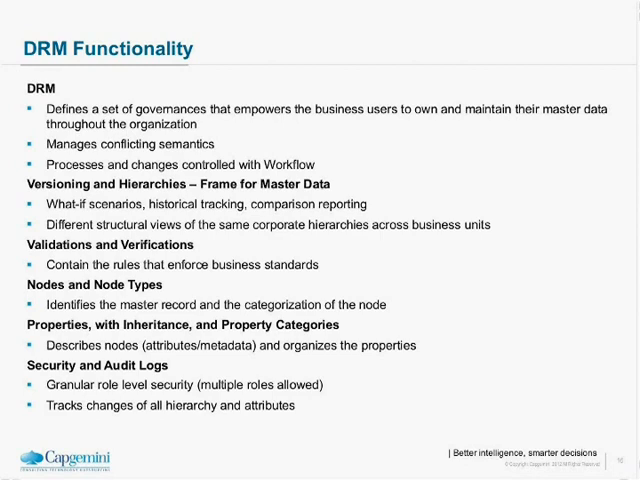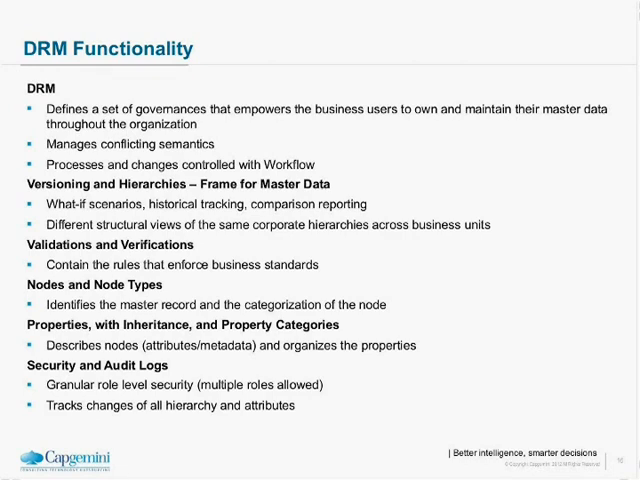Validations and verifications. These are very important. They contain the business rules that enforce the standards across the enterprise. You set those up front. Obviously, they're ongoing. You can change them as your business operations change. Nodes and node types identify the master record and the categorization of the node. A node being just a member in your hierarchy.